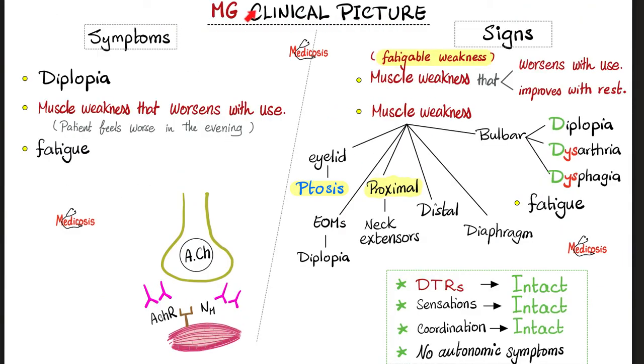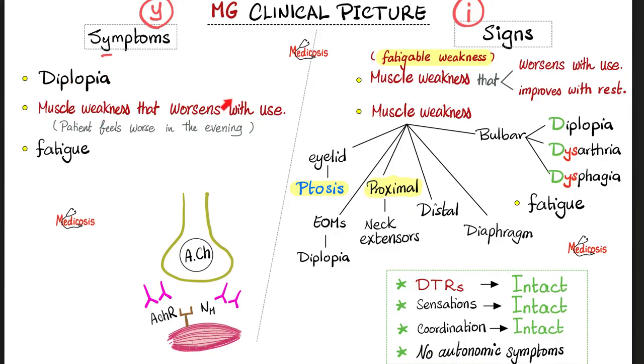Clinical pictures of myasthenia gravis, symptoms and signs. What's the difference? Symptom has a Y, so you, the patient, will tell me your complaints. But the word sign has an I, so I, the doctor, will tell you what's up based on the physical exam findings. Symptoms of myasthenia gravis include diplopia or double vision. Diplo means 2, opia means vision.